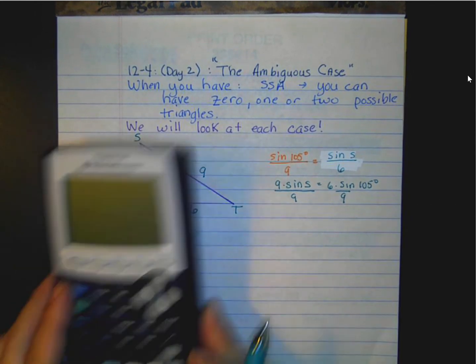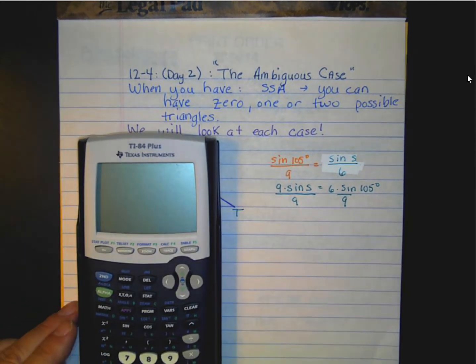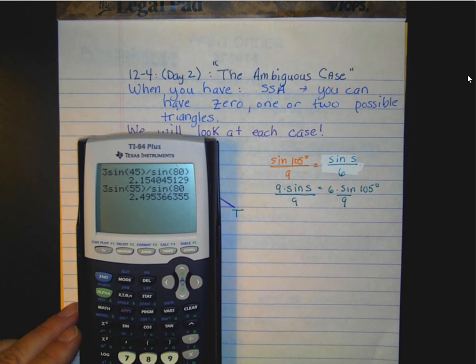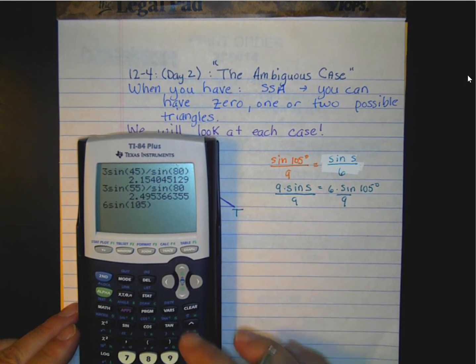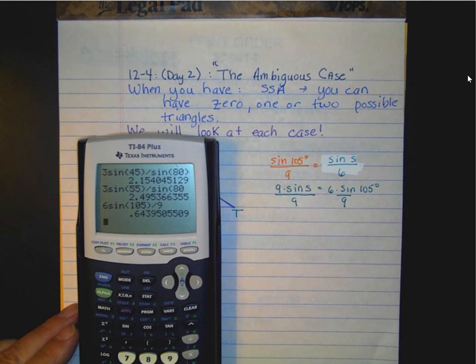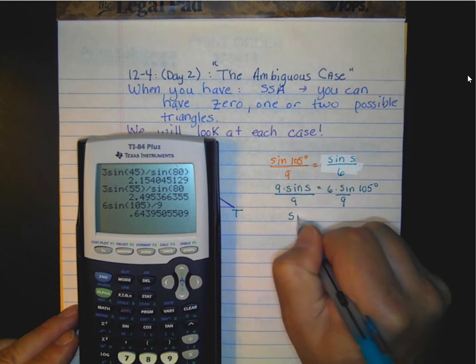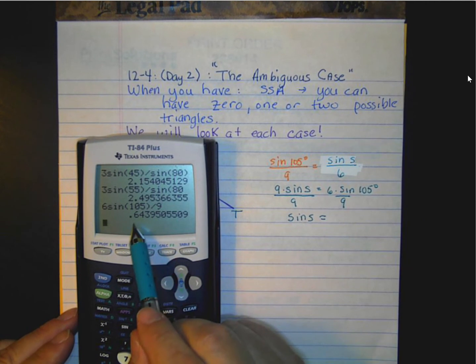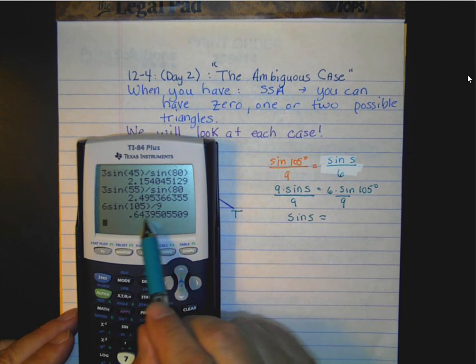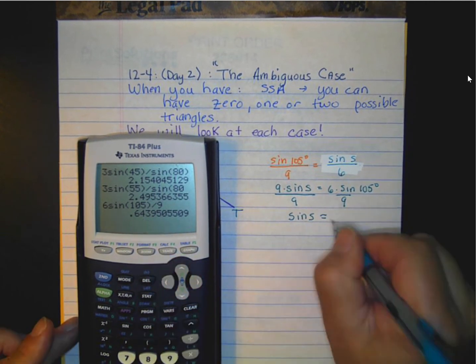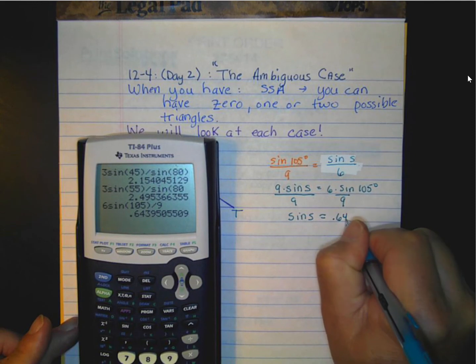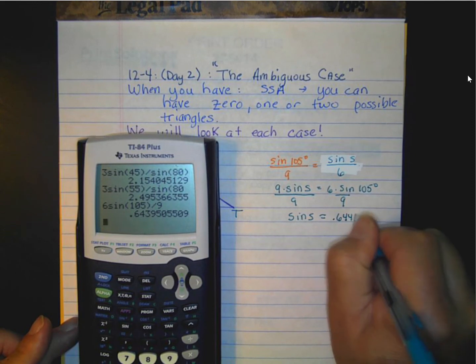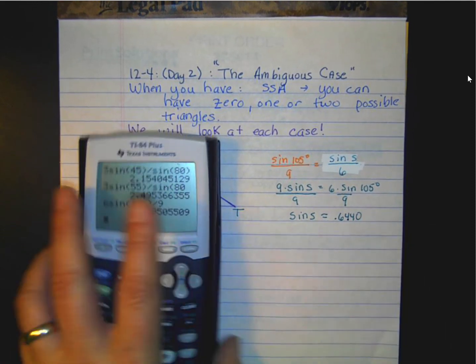Sometimes people like to see what I'm doing, so I'm going to show you. I'm going to go 6 sine 105 divided by 9. Now I get that, so that's the sine of s. I'm going to go 4 places, so 0.64395 would go to 0.6440. Now, remember, that's the sine of s.